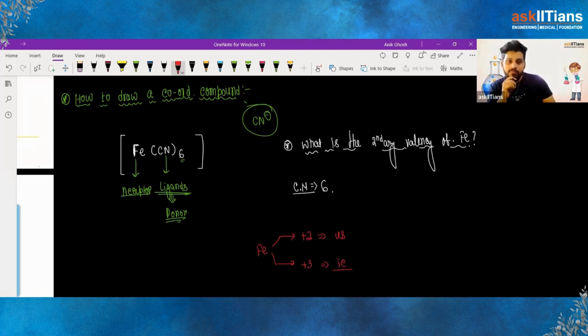Now you can say, sir, which valence is being used here? +2 or +3? We are talking about charges now, guys. Why? Because I'm trying to find out the primary valence. Secondary valence, I guess we are all clear. Now the point is how to find out the primary valence.